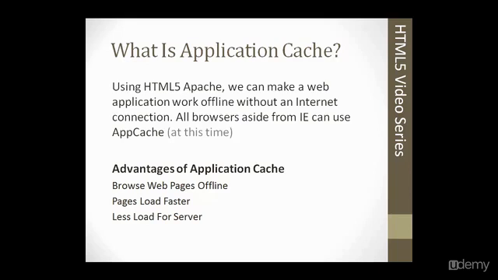And there's a lot of advantages of app cache, especially over the native browser cache system, the offlining web page system, which is very unreliable. This has really stepped it up. The advantages of application cache: obviously browse web pages offline, but they load faster, and it's a less load for the server because you're getting the pages locally, so it's faster and just better performance. And if for some reason you didn't have an internet connection, you could still browse your web page.